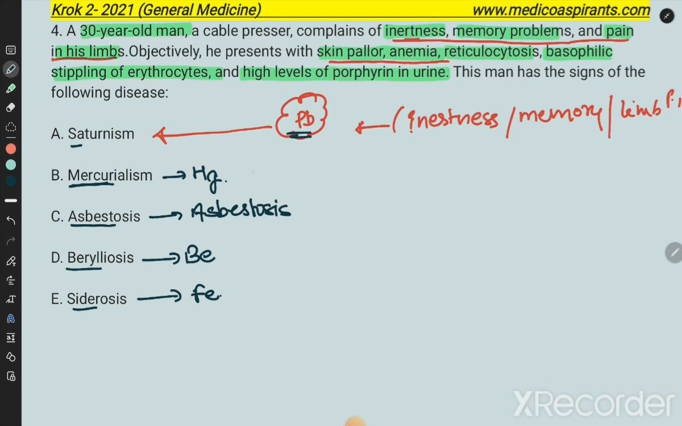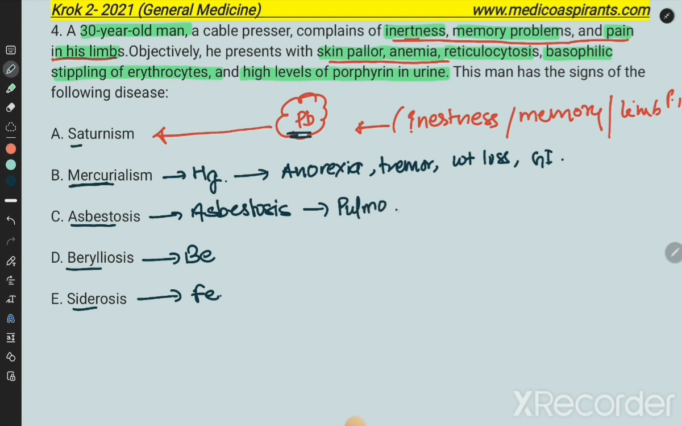And affected organs, one by one we will see, so that if it is asked in the exam in the next question, you can differentiate. In case of mercury poisoning or mercury excess, the patient will have anorexia, tremor, weight loss, and a GI dysfunction. Asbestosis, lungs problem.